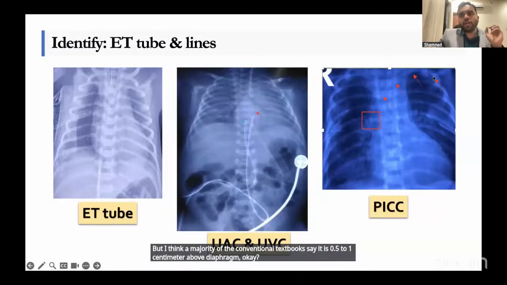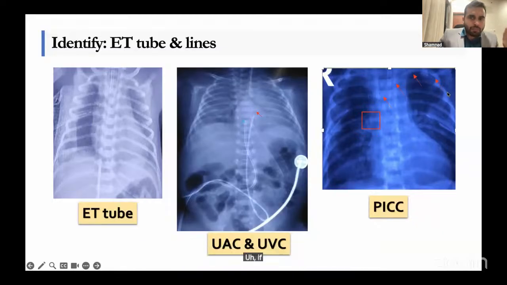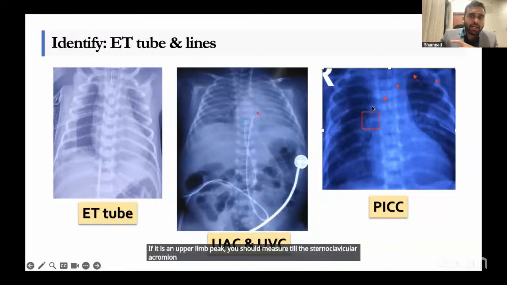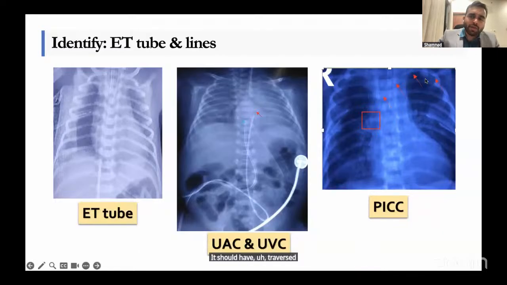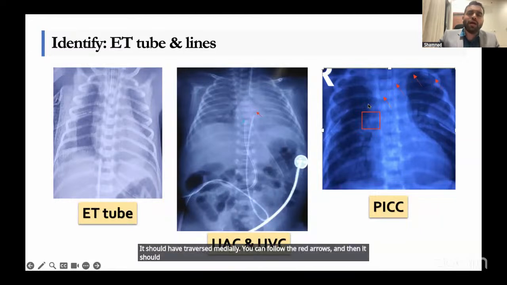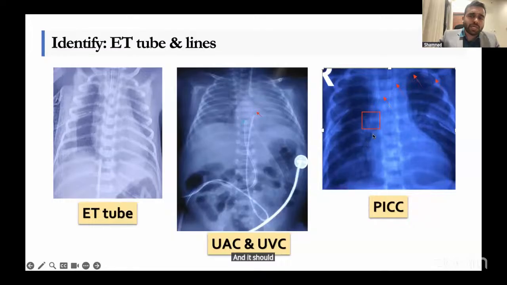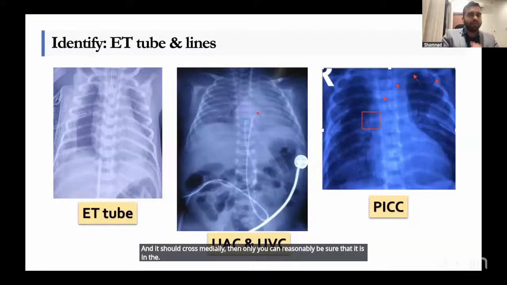Finally, what is the ideal position of the PICC? If it is an upper limb PICC, you should measure up to the sternoclavicular joint, the acromion process, and then to the right second intercostal space. For the PICC to be in the central position, it should have traversed medially. You can follow the red arrows, and then it should curve and finish just outside your cardiac border, 1 to 2 centimeters outside. If it is going inside, you should pull it out. And it should cross medially, then only can you reasonably be sure that it is in the central vein.